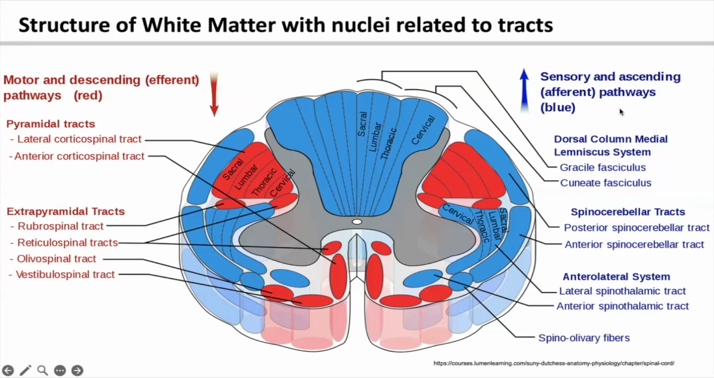So the ascending tract has three major tracts. One is known as the anterolateral spinothalamic system or tracts. Then there are the spinocerebellar tracts, and then there is the dorsal column medial lemniscus system or tracts. So the function of each one of them and the origin we will learn in the next slide.